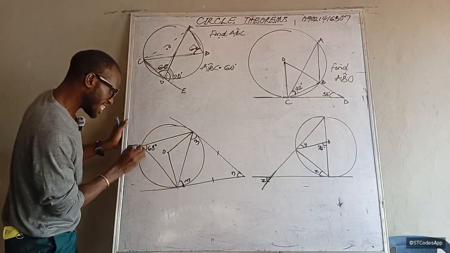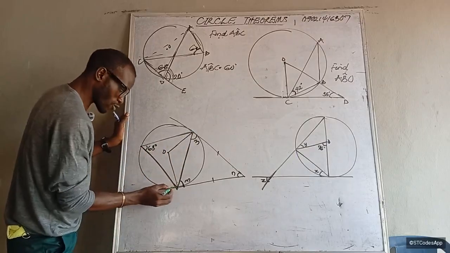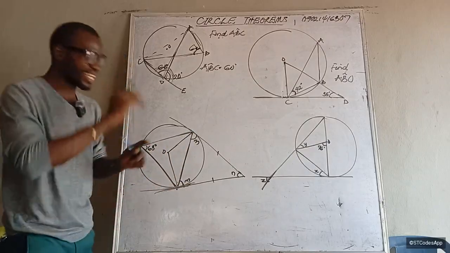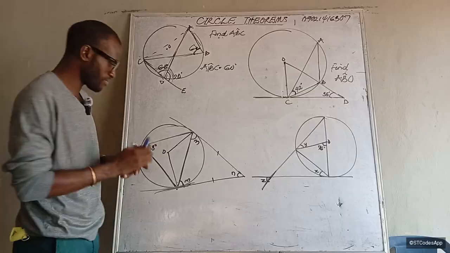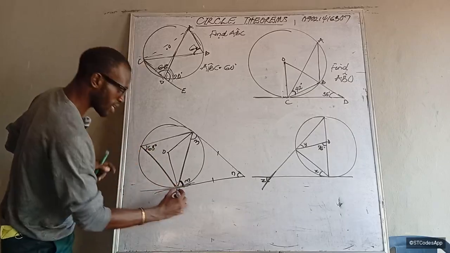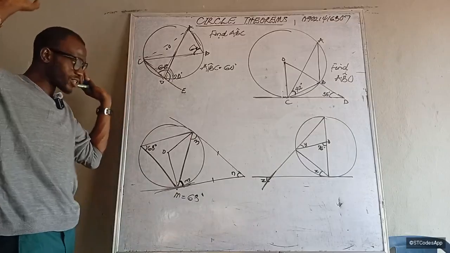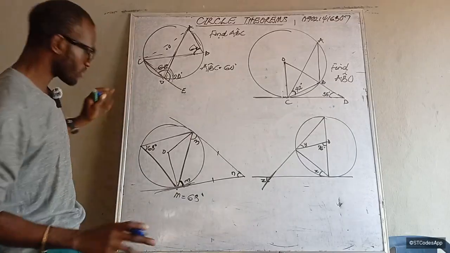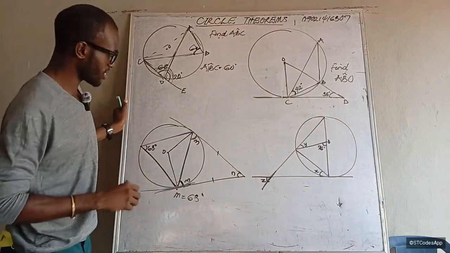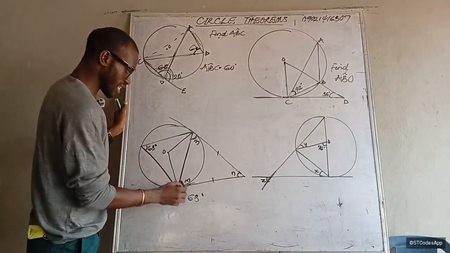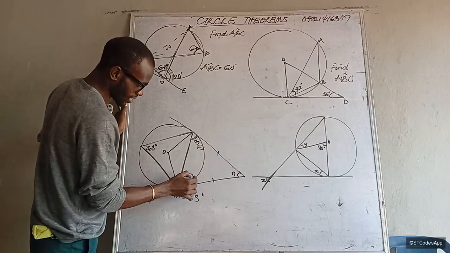Now, keep in mind that once there's a chord touching your tangent, alternate segment theorem immediately. This place will be equal to this place. So M is equal to 63 degrees. This is what I just did. Very simple. So this one and this place are equal, right? So this place must also be what? 63. This place is also 63.